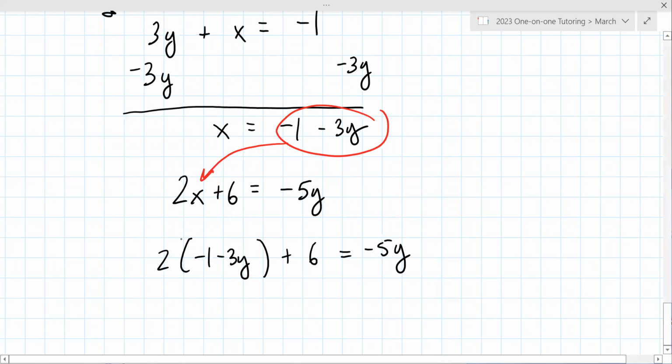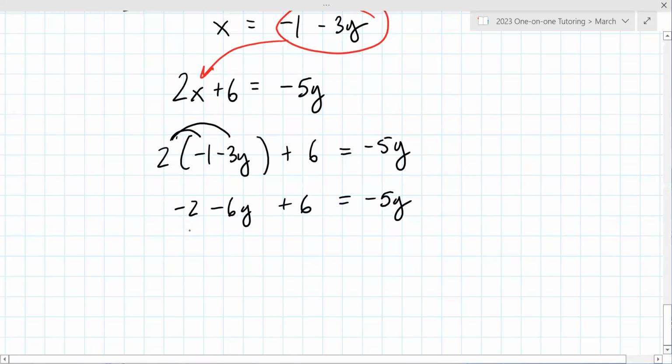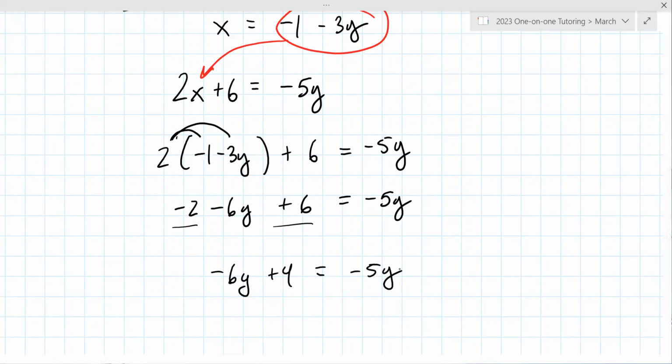So here we're going to distribute in. That's -2 minus 6y plus 6 equals -5y. Okay. And then on the left here, we're going to combine like terms, the -2 and the 6. That's plus 4. So we'll go -6y plus 4 equals -5y.